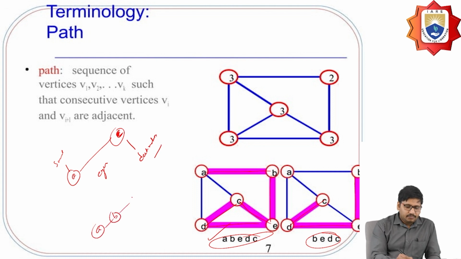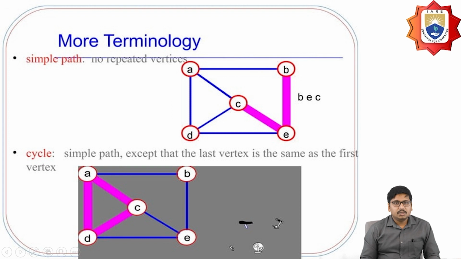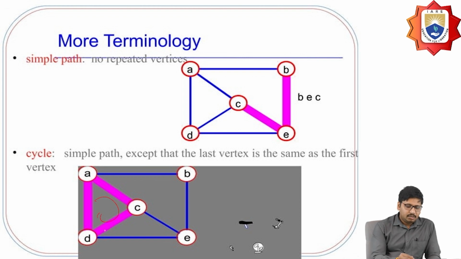So in the path, there may be an edge whose source and destination are different. If there exists the same source and destination, then we call the graph a cyclic graph. A path with no repeated vertices is treated as a simple path, and a cycle is a path where the last vertex and the source vertex are the same.